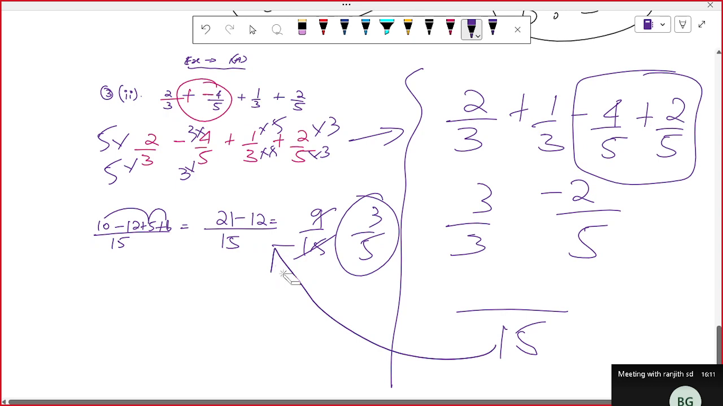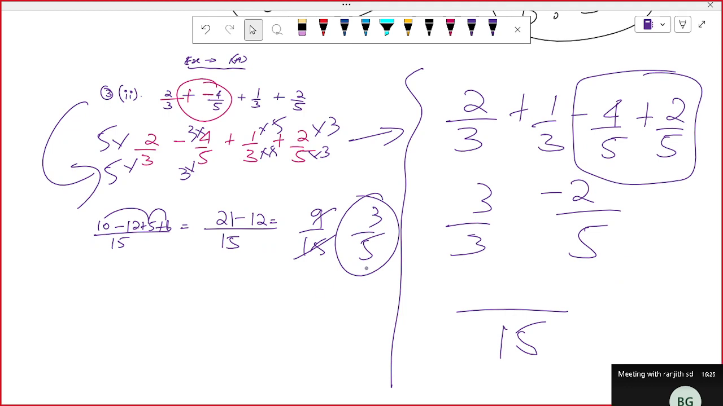You end up doing the same thing. So instead of arranging and again taking LCM, better you take it in one step. Take LCM and do it. Whichever you feel easier, students. I'm not forcing you all. Either do it in the first method or the second method. You'll get the same answer, 3 by 5.